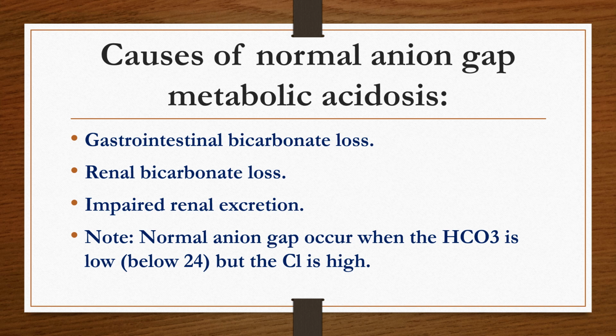That means the summation of bicarbonate and chloride is higher than the summation when both of them are low. Makes sense. So chloride is high, but bicarbonate is low. So when we subtract the summation of bicarbonate and chloride from sodium, we're going to get a normal anion gap. There is no big difference between sodium and the summation of bicarbonate and chloride in this case.